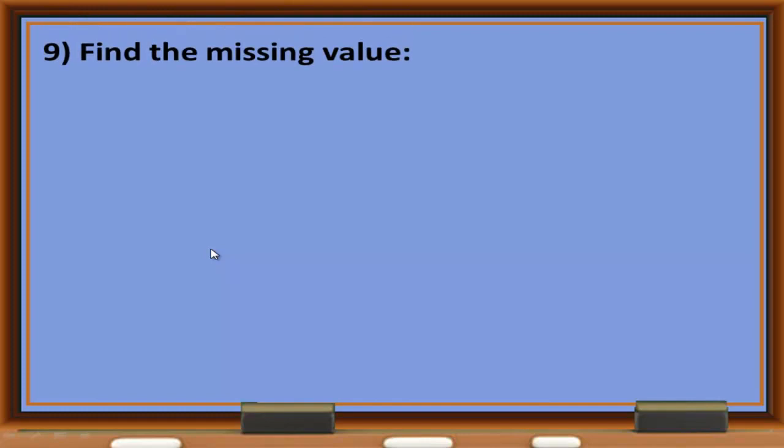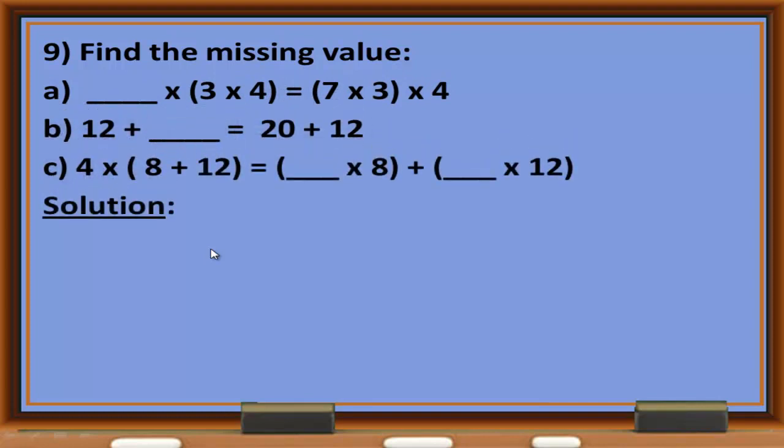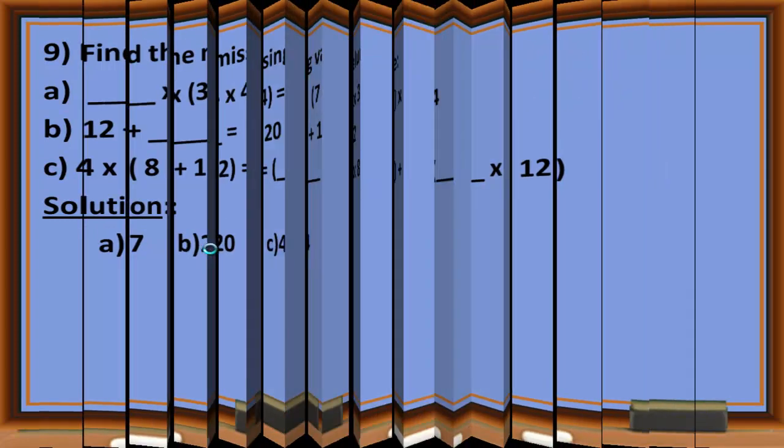Number 9. Find the missing value. The answer for A is 7. The answer for B is 20. The answer for C is 4. Number 10. Calculate the following.